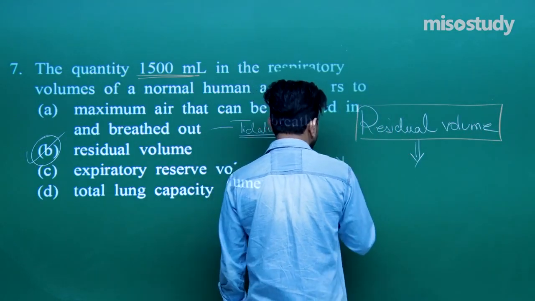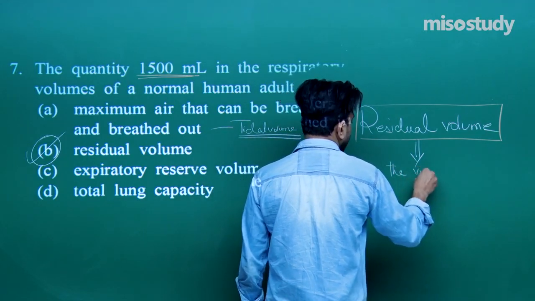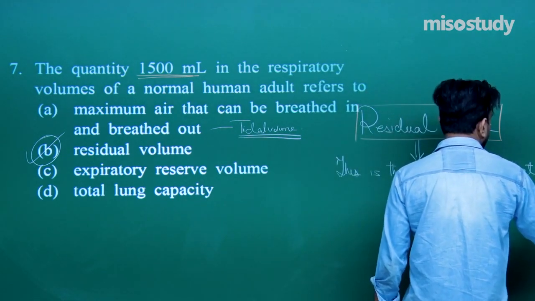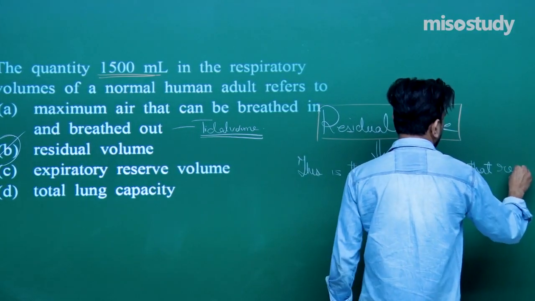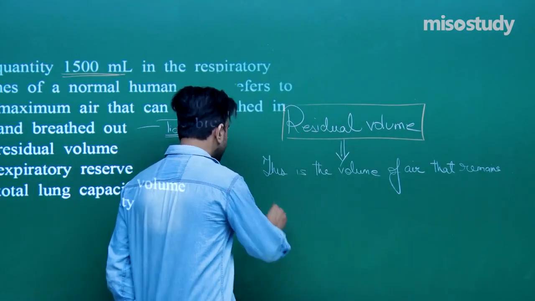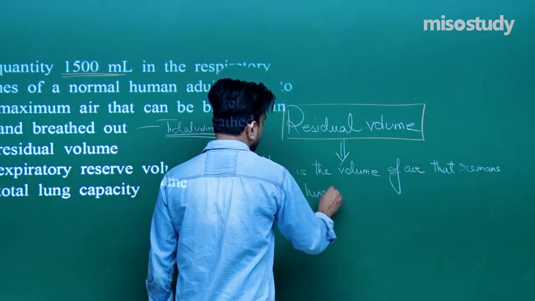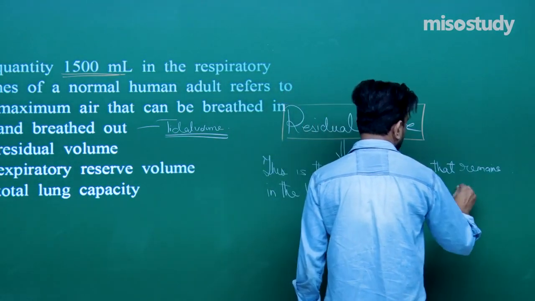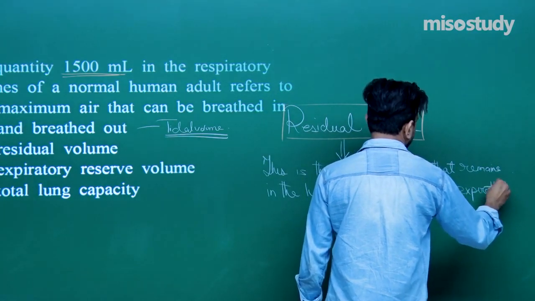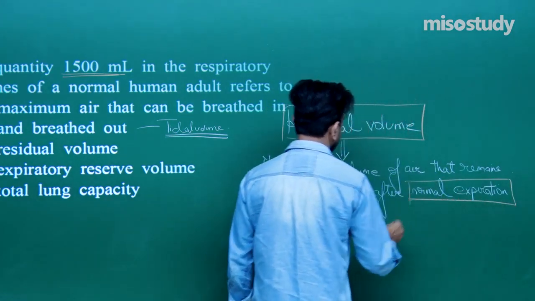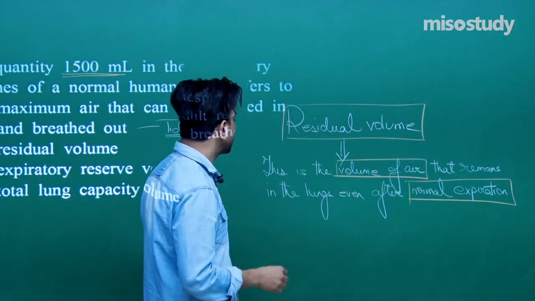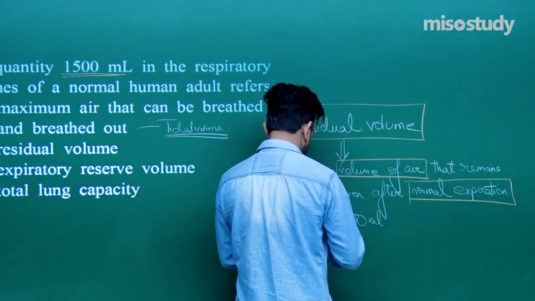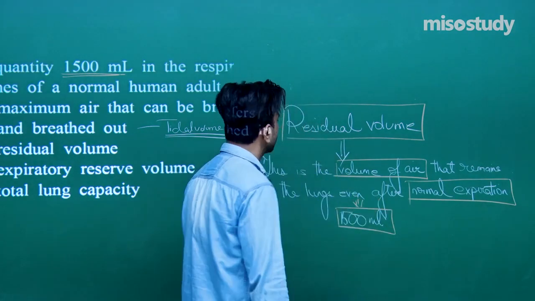Okay, so this is the volume of air that remains in the lungs even after normal expiration, and we have already seen that this is equal to 1500 ml.